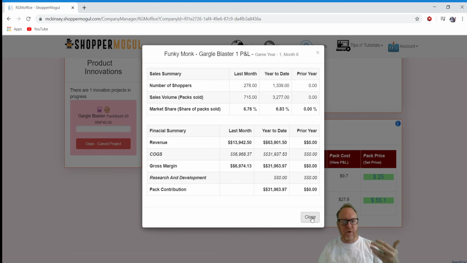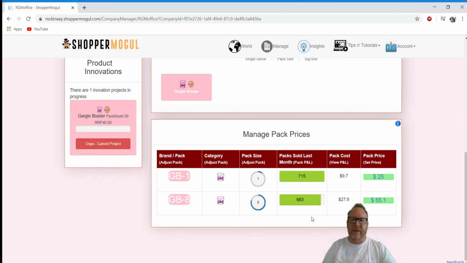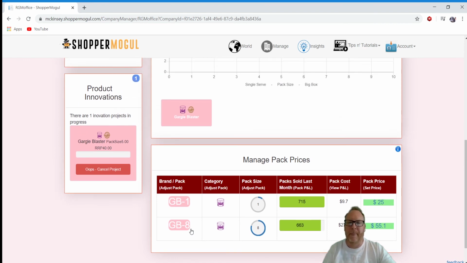Now, again, the pack contribution builds you up towards making money. It doesn't guarantee that you're profitable because you also need to cover your overheads, your trade terms, your media spend. Those numbers aren't directly allocated to a pack. They're costs that are incurred above the pack level.